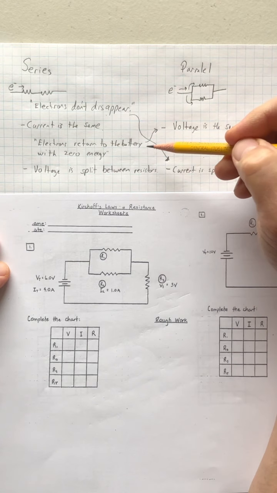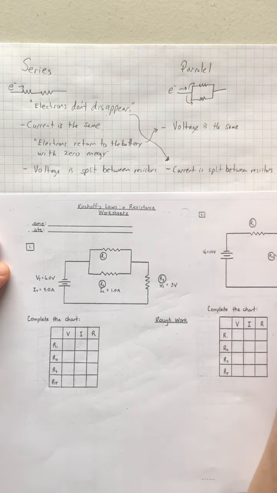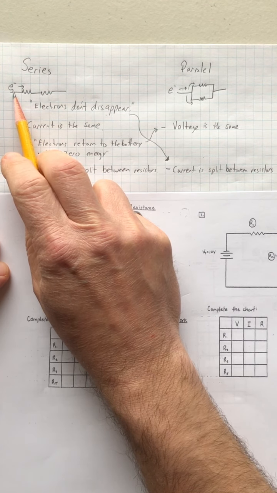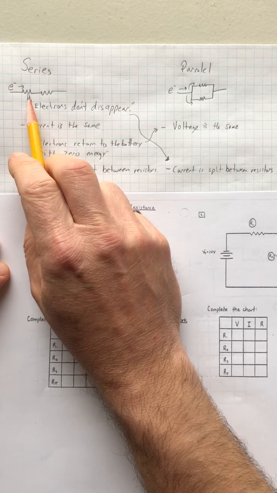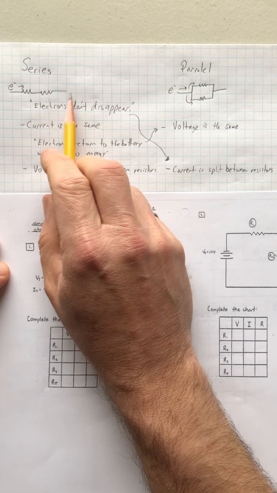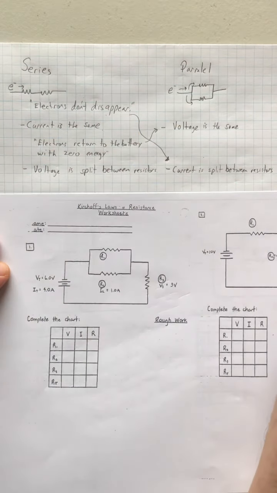And electrons return to the battery with zero energy. They give up all their energy when they go through the circuit. So say this guy had 10 volts or 10 joules per coulomb, it would give up, say, 6 here, another 4 there. It gives me a total of 10. Lost all its energy, goes back to the battery and gets charged up again. It comes around the circuit.